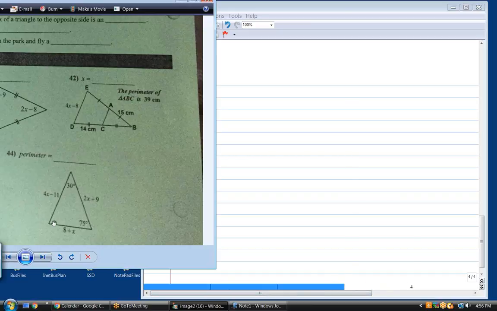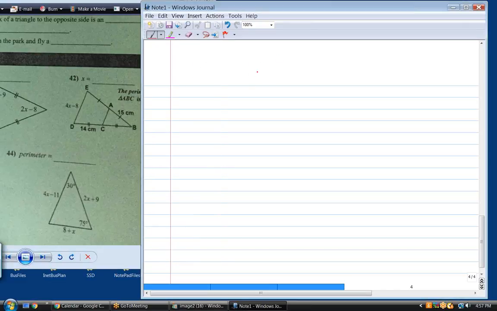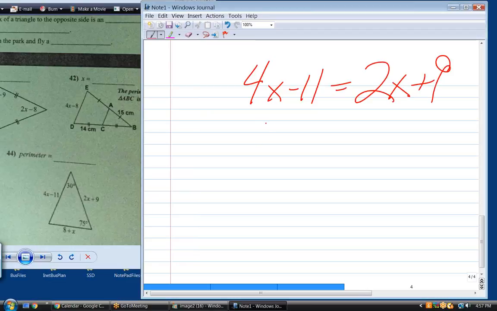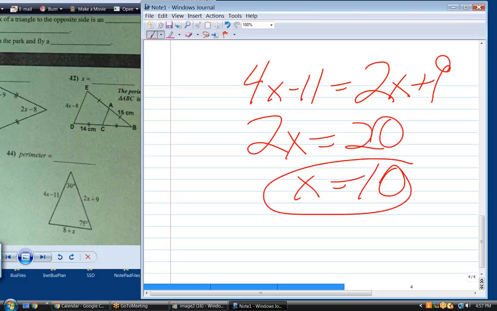So what does that make this angle right here? 75 degrees. So what kind of triangle is this? Isosceles. So now what equation can you write involving x's? 4x minus 11 is equal to 2x plus 9. And that's going to let me solve for x. That means 2x equals 20, x equals 10. And once you have x solved for, now you can get the perimeter by just adding the three sides together.